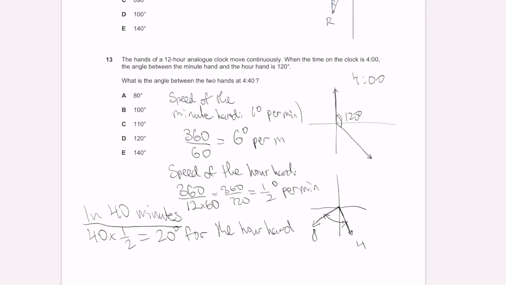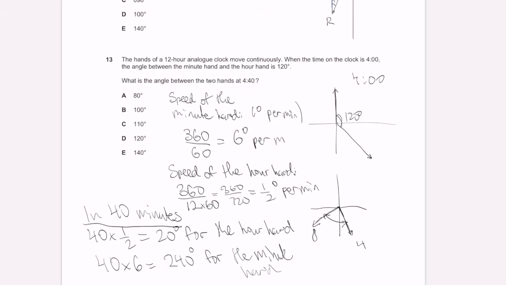What about the other one, the minute hand? Well, that's just going to travel 40 multiplied by 6. It's going to be a lot more. So what is that? 240 degrees for the minute hand.